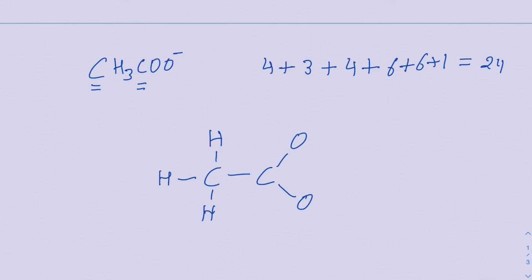So count the number of bonds here. So 1, 2, 3, 4, 5, 6 bonds. So that uses up 12 electrons. So that means you still have 12 more to go. Now, I want to complete the octets of every single surrounding atom before I move down to the central atom. Now recall, the hydrogens don't need anything but just a single bond, so they are happy as it is.